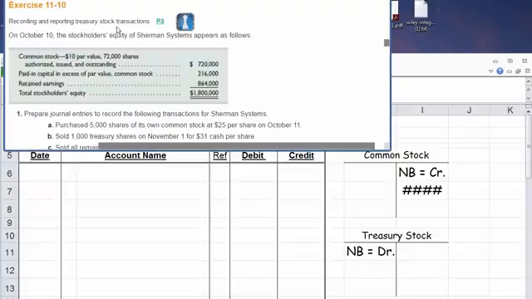Recording and reporting Treasury stock transactions. On October 10, the stockholders' equity of Sherman Systems appears as follows. They give us common stock that has $10 par, 72,000 shares that are authorized, issued, and outstanding. So we have 720,000 total in our common stock.